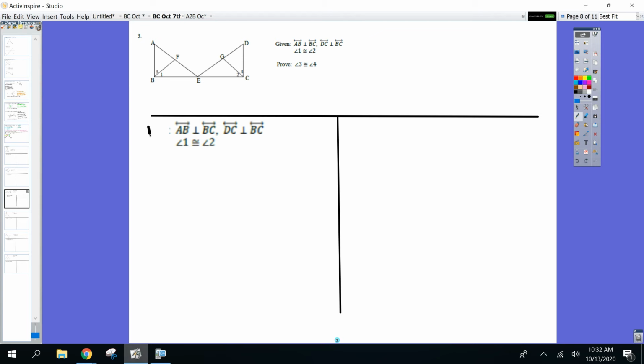Okay, number 3. I see those symbols. I know right angles are being involved. Got it. Perpendicular symbol, right angles are being involved. I just got to know where they are on my diagram.